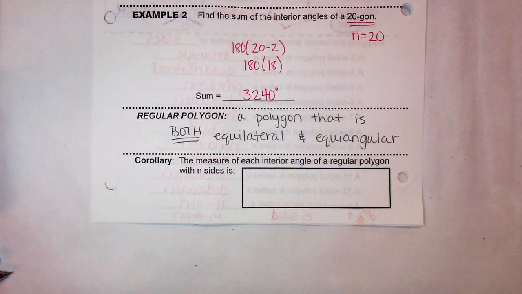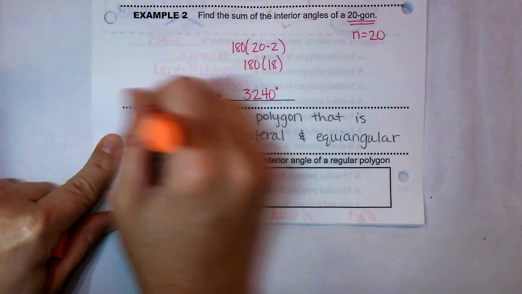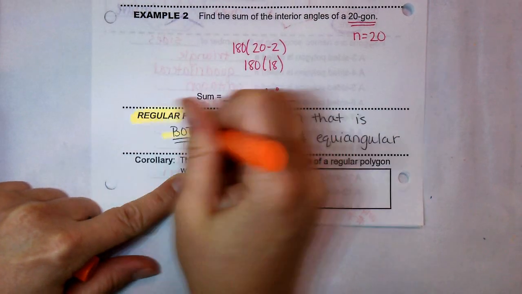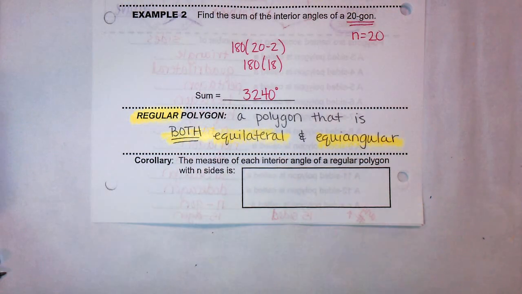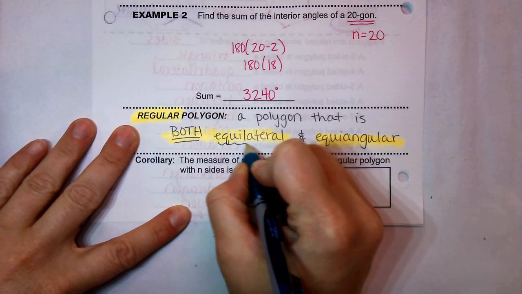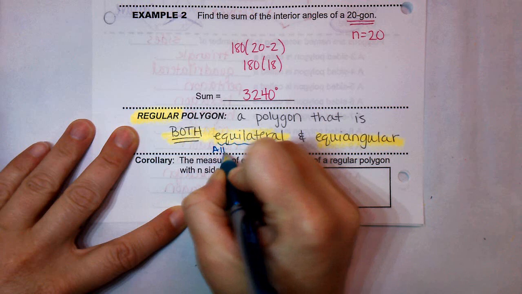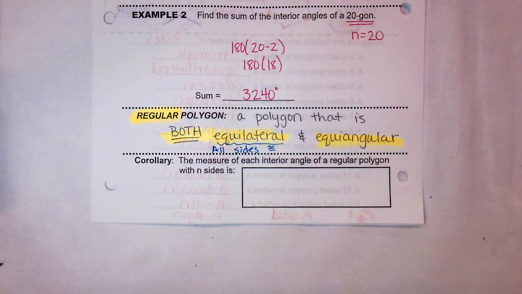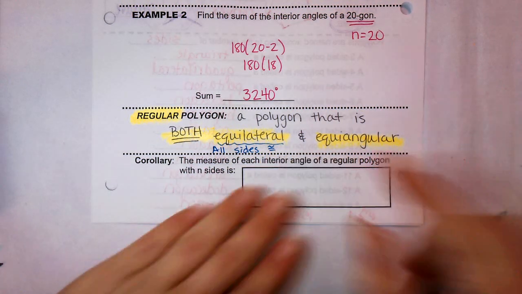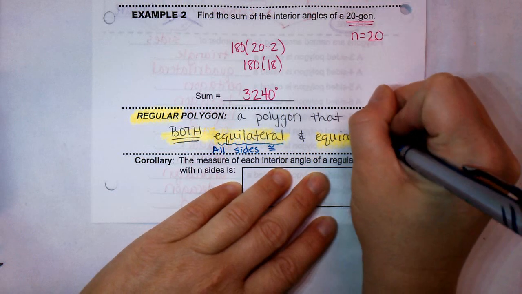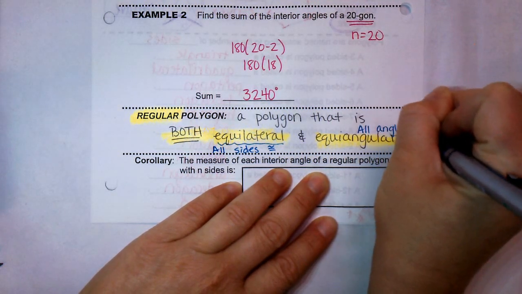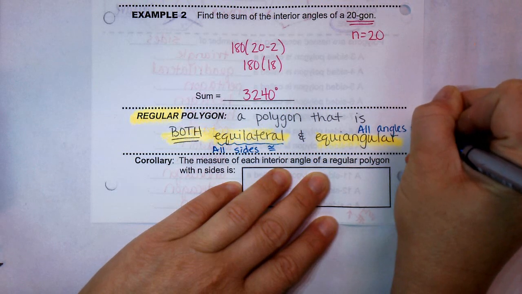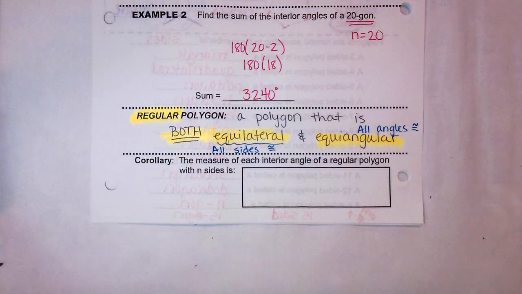All right, a regular polygon. So this is different than the first polygon. To be regular, the polygon has to be both equilateral and equiangular. Equilateral means all sides are congruent or equal. Remember that symbol means equal or congruent. And equiangular means all angles are congruent or equal. So if one angle is 100 degrees, then they're all 100 degrees.